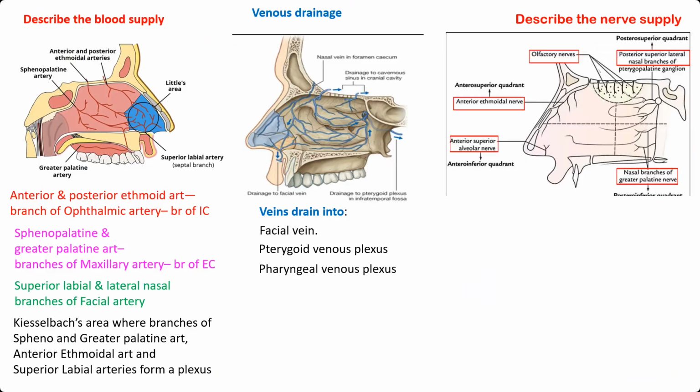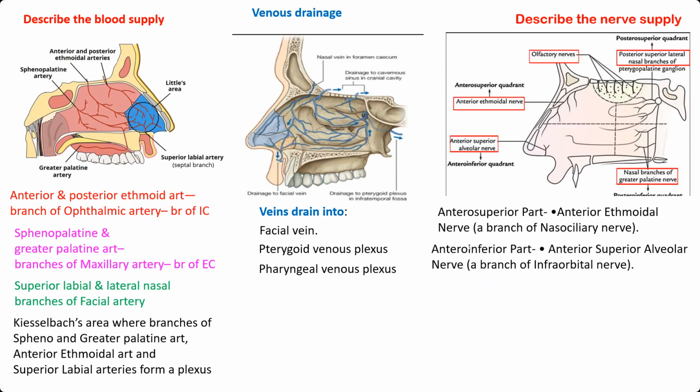So this picture will tell you all about that. Olfactory is mainly for the smell. That is also part of the nerve supply. And you have the anterior ethmoidal nerve, the anterior superior alveolar nerve, the nasal branches of the greater palatine nerve, and the sphenopalatine nerve. The anterior part is supplied by the anterior ethmoidal nerve, which is a branch of the nasociliary nerve. The inferior part is supplied by the anterior superior alveolar nerve, which is a branch of the infraorbital nerve.